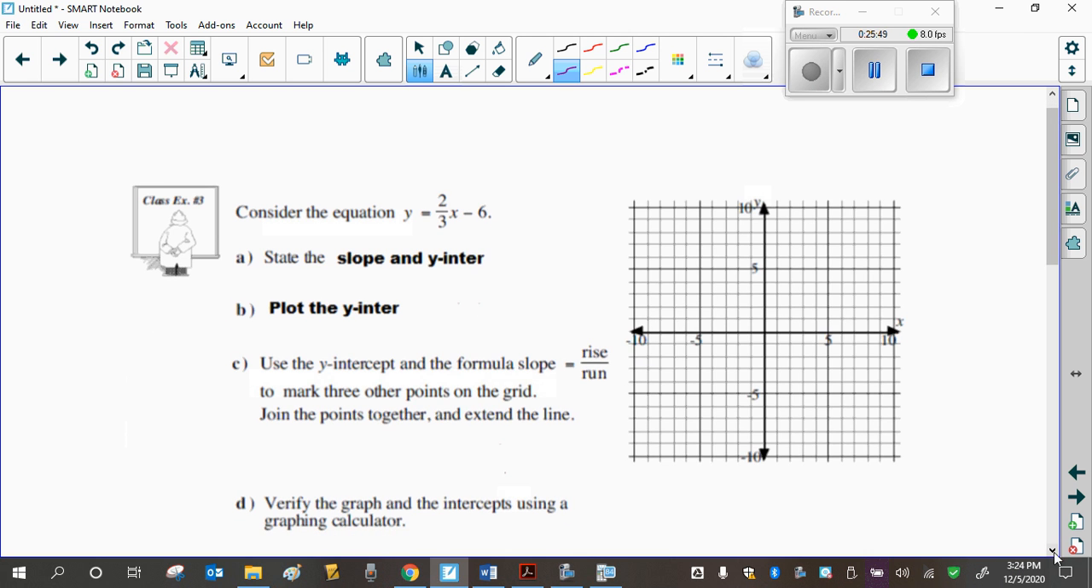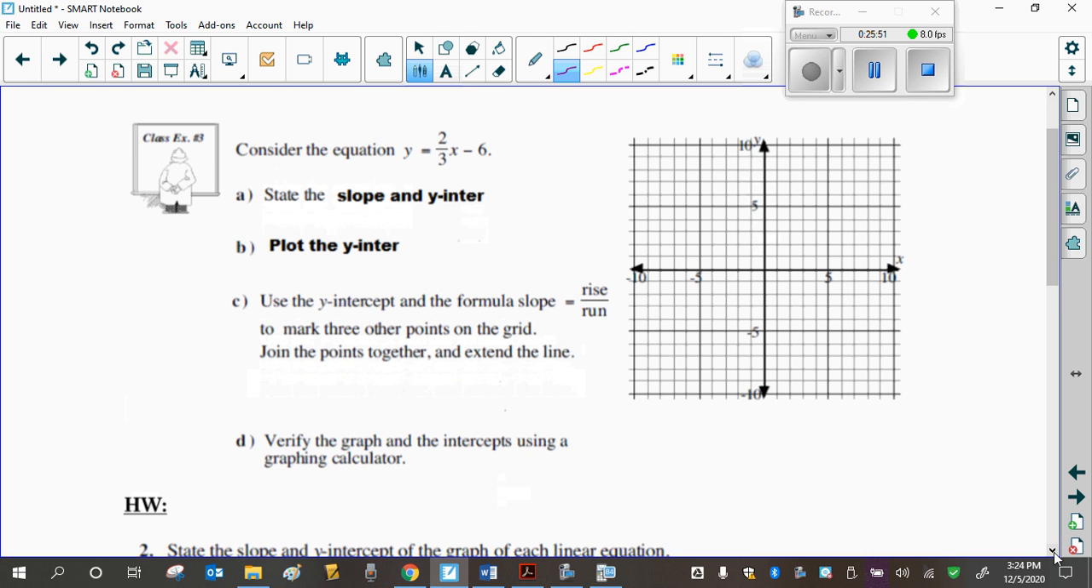Example 3, right here. It says you do it. So do it just like we did example 2. And you can pause. I'll give you 3 minutes to do that. And don't forget to label your line. Label, label, label. Okay, let's get at her.